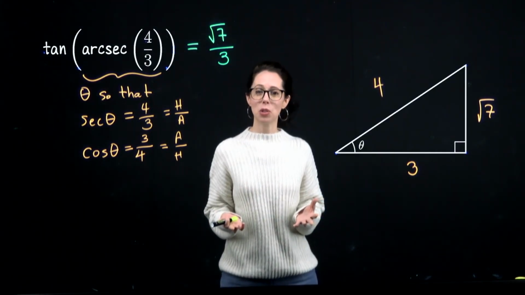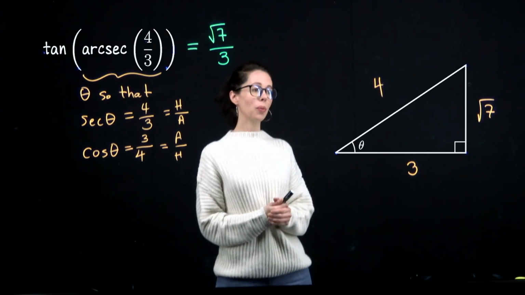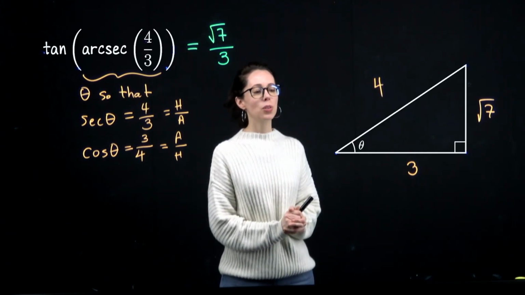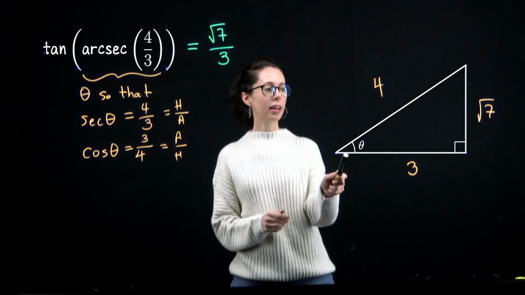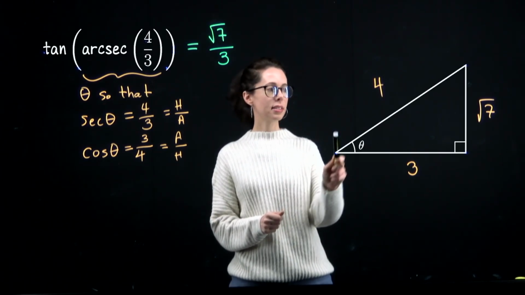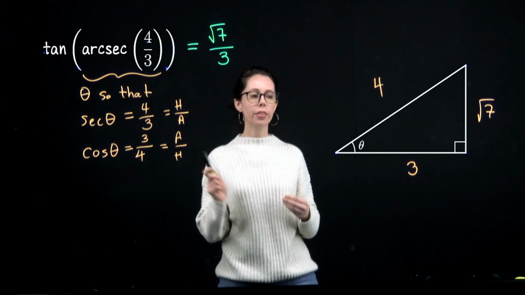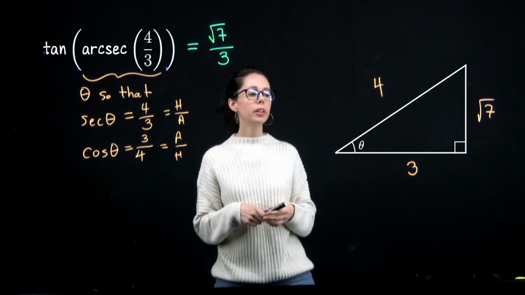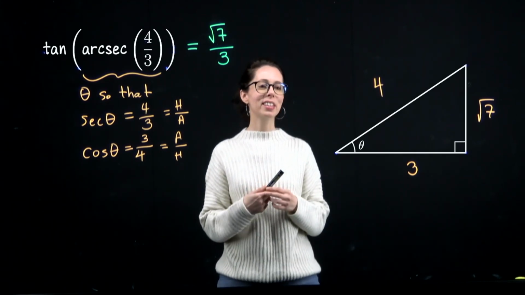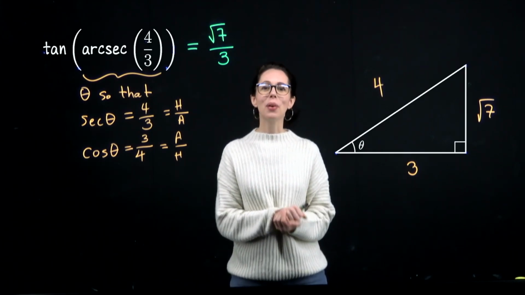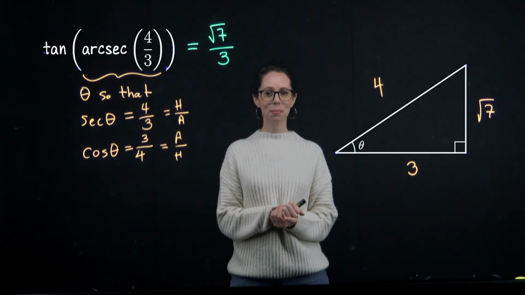There's really not very much work left to do if we want to evaluate the cosine and sine of the arcsecant of 4/3. So in particular, the sine of theta for this angle is square root of 7 over 4, which means that sine of arcsecant of 4/3 is square root of 7 over 4. And similarly, the cosine of the arcsecant of 4/3 is 3/4. And that's really it. So let's move on to our next example.